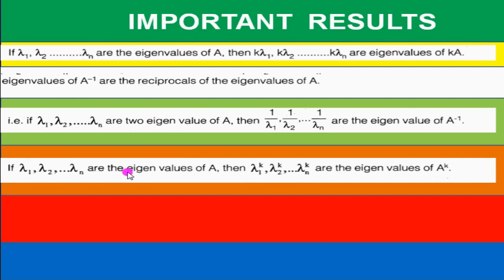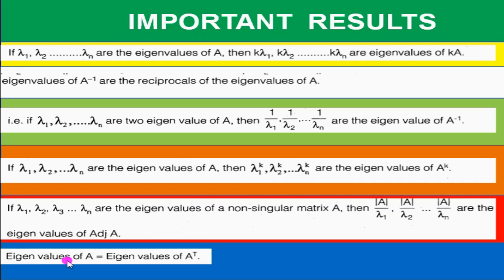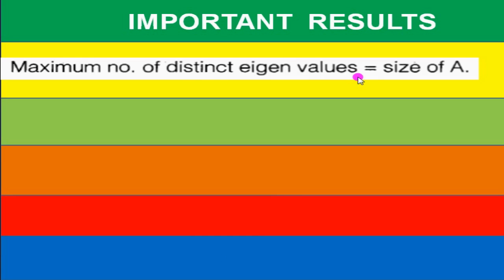If lambda 1, lambda 2 are the eigenvalues of the matrix A, then the eigenvalues of A power k are given by lambda 1 power k, lambda 2 power k, lambda n power k. If lambda 1, lambda 2 are the eigenvalues of a non-singular matrix, non-singular meaning determinant of matrix A is not 0, then modulus of A upon lambda 1, modulus of A upon lambda 2 are the eigenvalues of the adjoint of A. Eigenvalues of matrix A and its transpose are the same. Maximum number of distinct eigenvalues is always equal to the size of the matrix A.